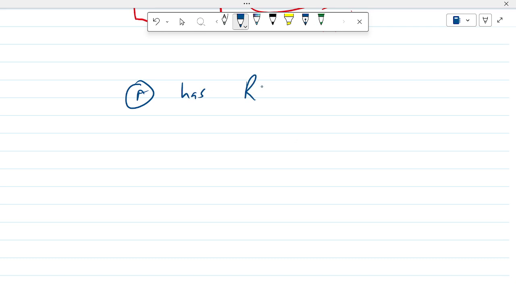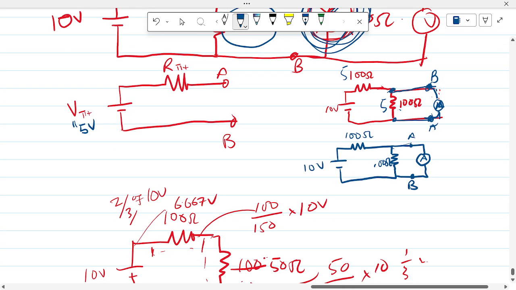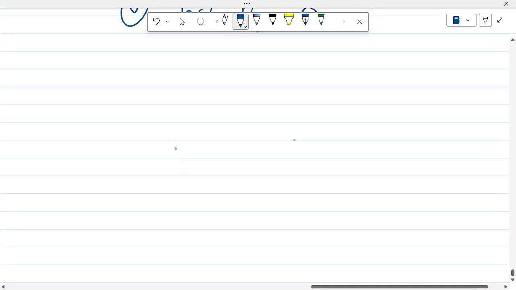And a little information on ammeter. So an ammeter has ideally resistance equal to 0, and a voltmeter has ideally resistance equal to infinity. So what that means is, in this connection, the ammeter will act like a short circuit. So a short circuit is just a wire. We draw the circuit.